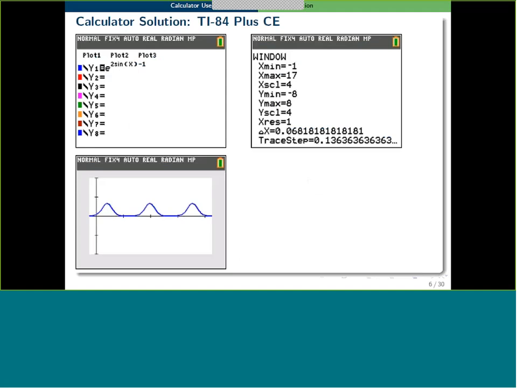I also chose an x scale of 4 so that it would agree with the tick marks given to me on the free response question. And on the y-axis, I went y min -8 to 8 and a y scale of 4, again so that the tick marks would agree with what was given to me. In the bottom left-hand corner is the graph produced by the TI-84, and that's pretty nice. The student would then be able to take a look at that graph and transfer it onto their test paper.